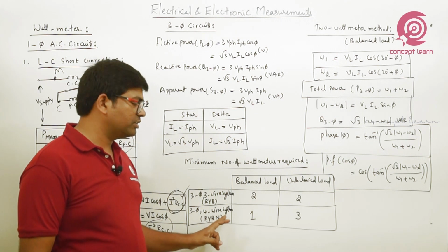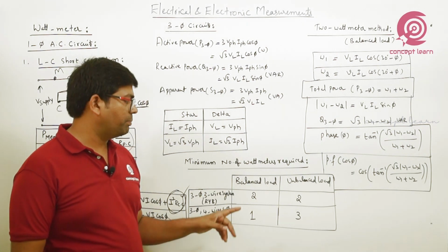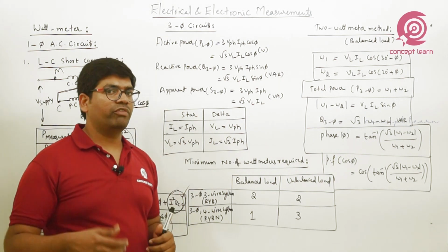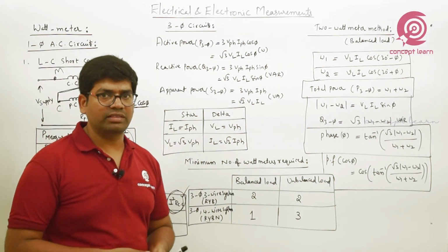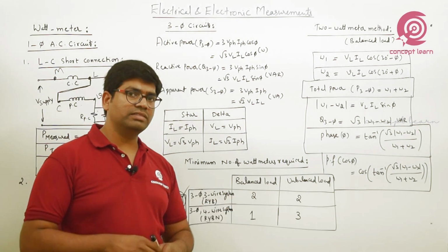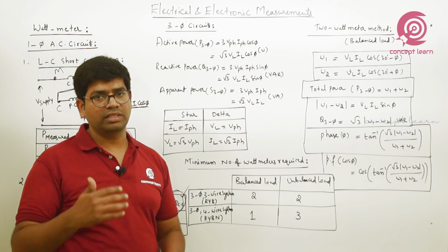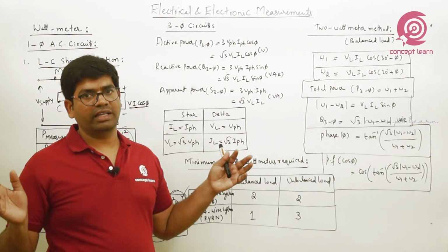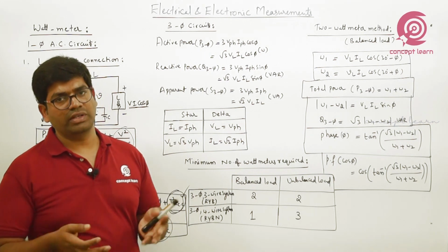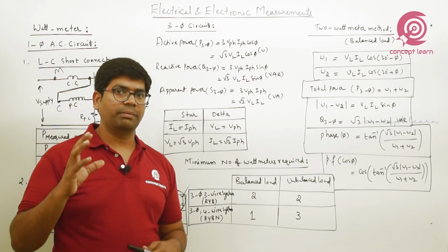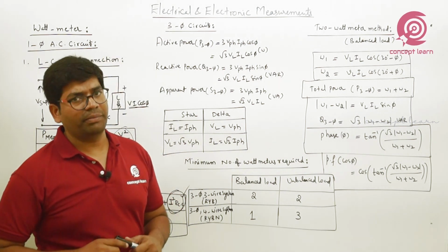Next, if it is three phase four wire, meaning the neutral is also present. Balanced means only 1 wattmeter is enough: you take the wattmeter reading and multiply it by 3 to get the total power. Unbalanced means 3 meters are compulsory: between each line and neutral you connect a meter, take the readings, and add all of them to get the total power. That is the difference when it comes to the minimum number of wattmeters required.